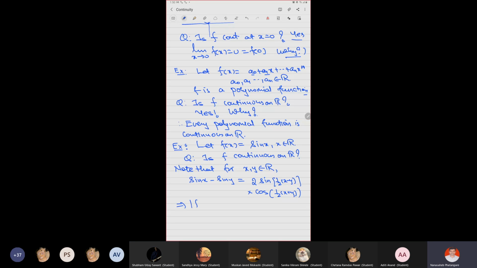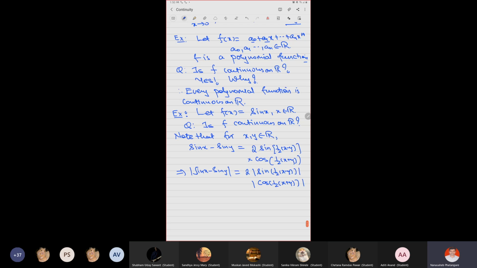Suppose I take the absolute value of sin x minus sin y, then I will take the absolute value of the right hand side, right? So 2 times the absolute value of sine of x minus y into the absolute value of cos of x plus y. Fine. Now further, also note that the absolute value of sin x is less than or equal to the absolute value of x for every x in R.